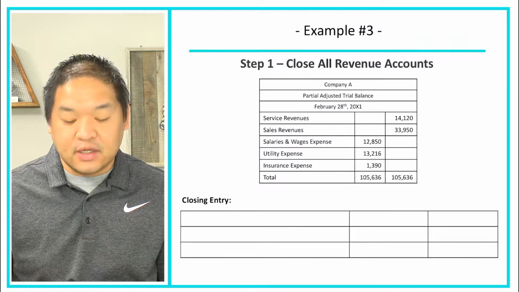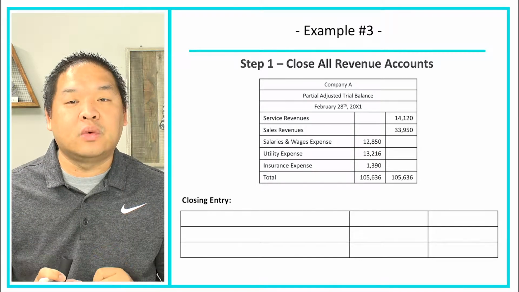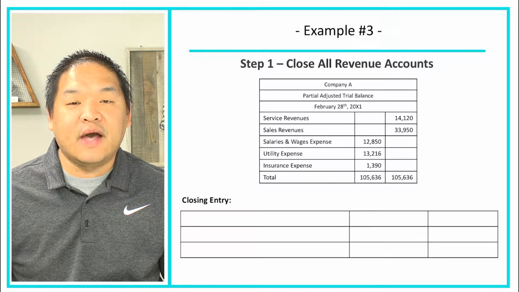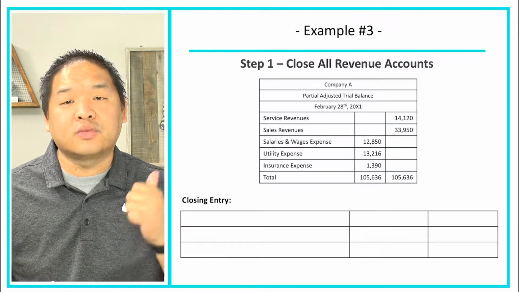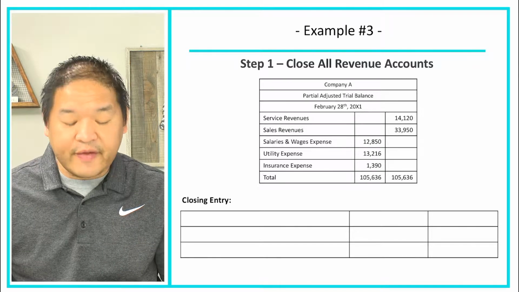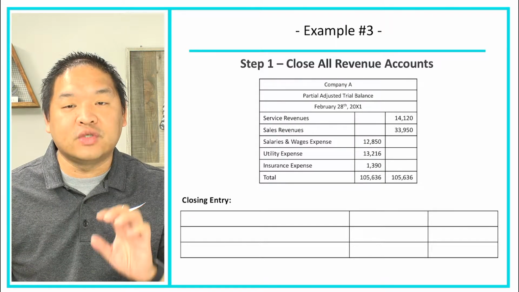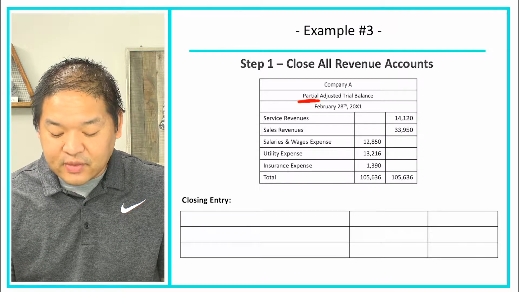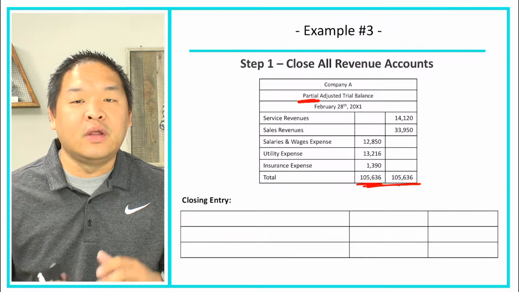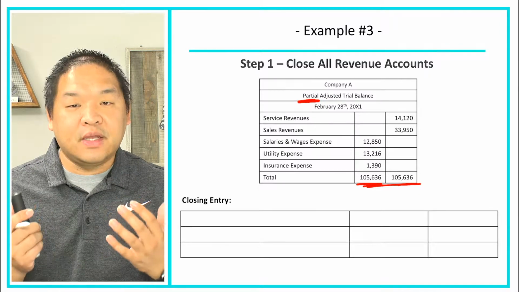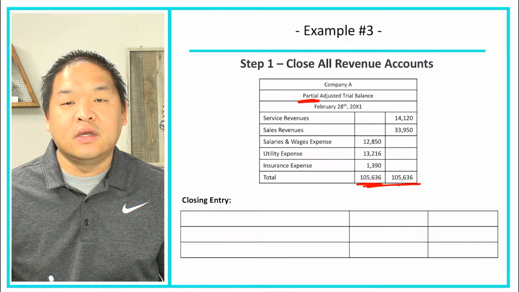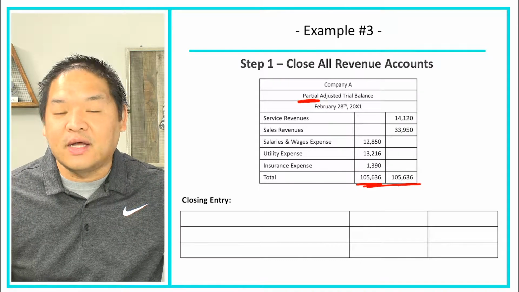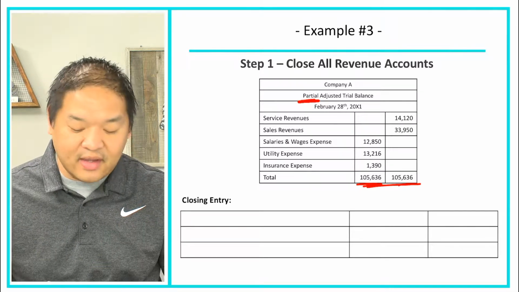What I've done here is I've reduced it to only show us what we need. If you remember from the last couple of lessons, we only close revenues, expenses, and dividends. I've got no dividends here, but I do have all of our revenues and all of our expenses. That's why this says a partial trial balance, and that's why the totals do not match up. If you're wondering why the totals don't match up, it's because the other accounts are on the full adjusted trial balance, but I don't have any space for that. That's why I left them off.